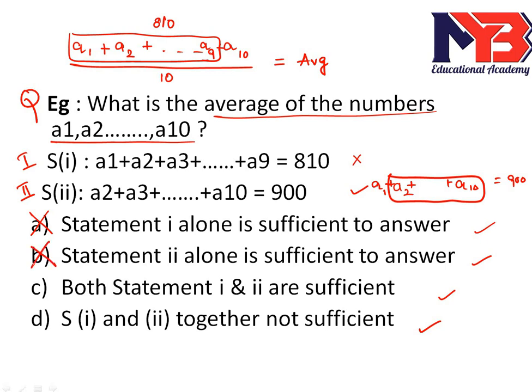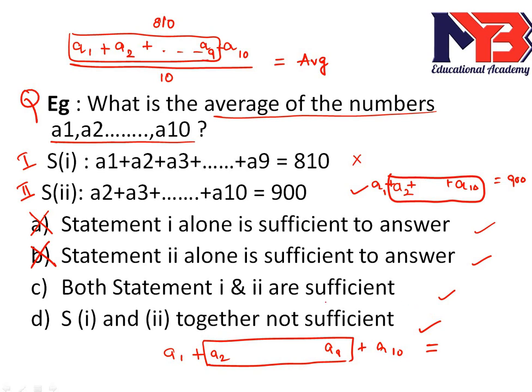Now you try to look at both the statements together. If you are able to answer, mark it as C. If together also you are not able to answer, mark it as D. So now if you look at both the statements together, this is A1 to A9 and A2 to A10, and I'm able to see some common terms. A2 to A9 I'm able to see common in these two. So even if I merge these two, A1 plus A2 onwards I have in the second statement, I am merging these two, A2 to A9 plus A10. So this is the overall summation.